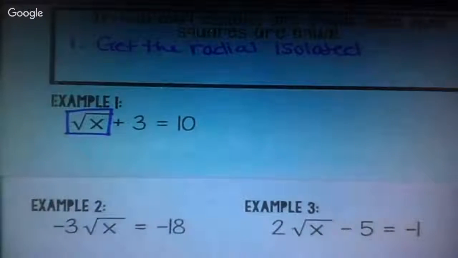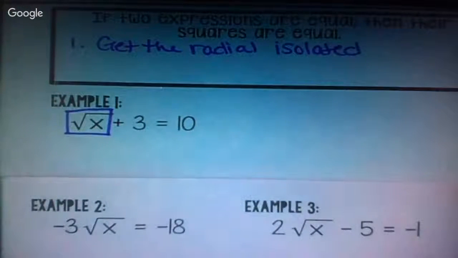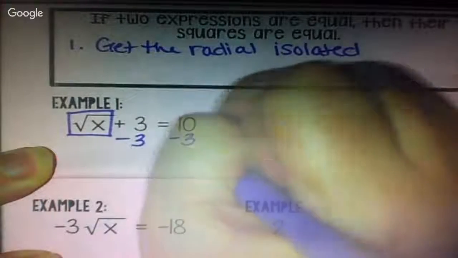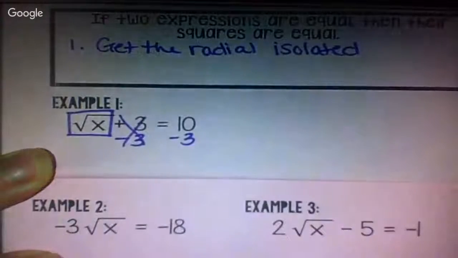Well, right now, it's joined by a positive 3. So I need to shove that positive 3 and get rid of it. What happens when I do that? It becomes negative. To get rid of it, because it's positive, I need to subtract it. Remember, what I do to one side, I do to the other. So it cancels over here, and you're left with the square root of x equals 7.